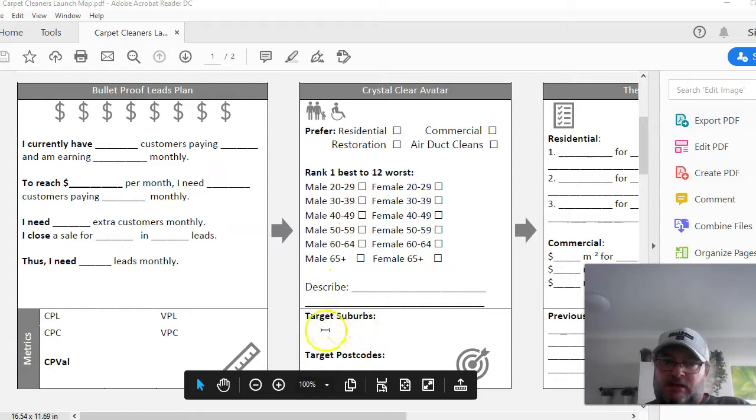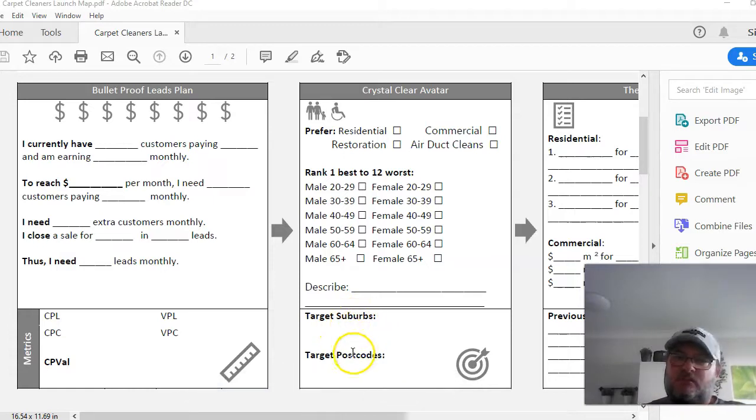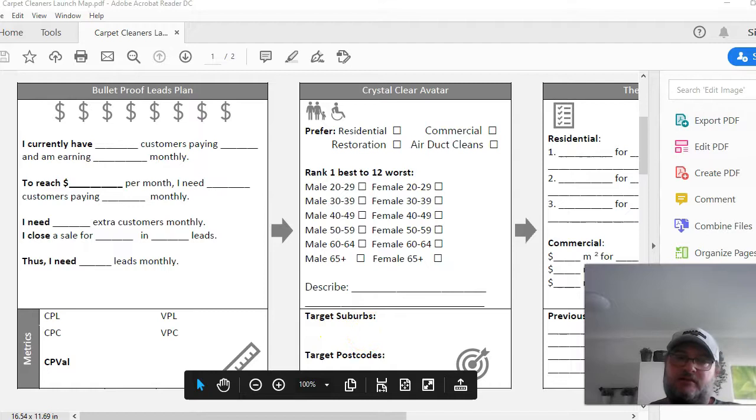And then you want to list your target suburbs and your target postcodes. Because when we run ads, we're going to target the particular suburbs, particular postcodes, or a radius around those.